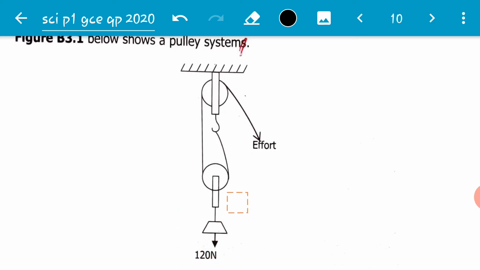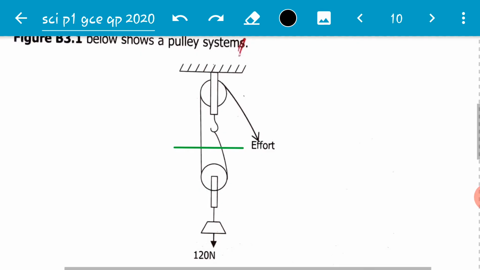So we have the load there as 120. This load is connected to the lower pulley. Now the lower pulley has got two strings attached to it. So what we basically do is we draw a line between the upper pulley and the lower pulley. Now after drawing this line, we are going to count the number of strings this line has cut. So we have one there and we have the second one there. So we have two strings that are supporting the load directly.